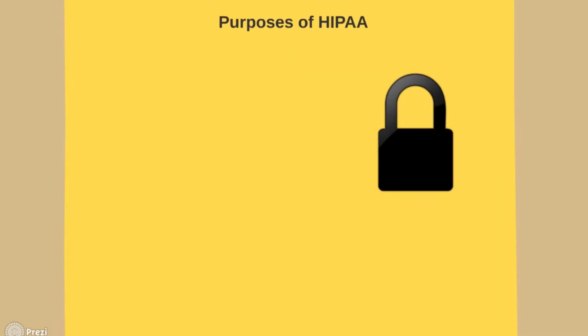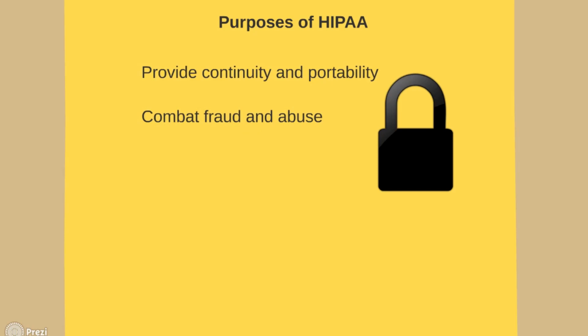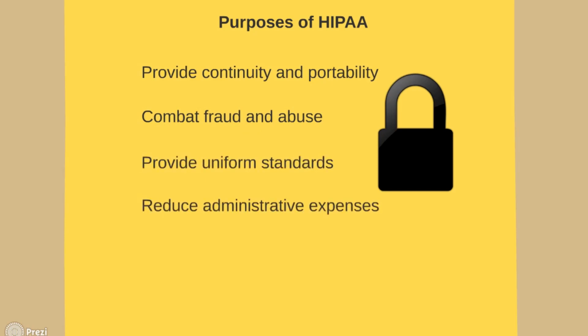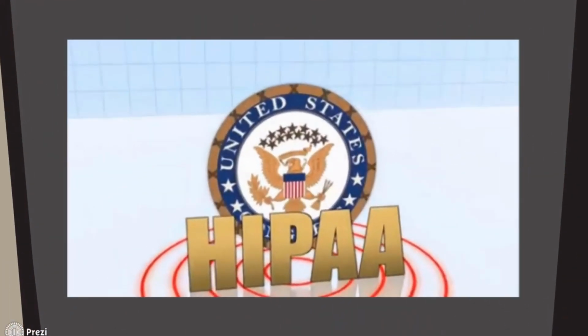There are 5 main purposes of HIPAA: to provide continuity and portability, to combat fraud and abuse, to provide uniform standards, to reduce administrative expenses, and to ensure security and privacy. Now we will take a look at a quick overview of HIPAA.